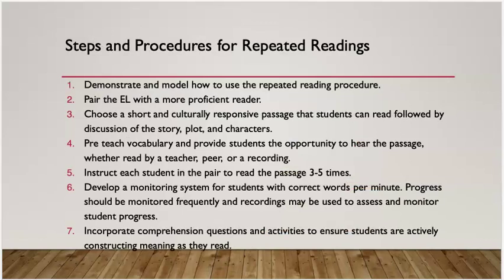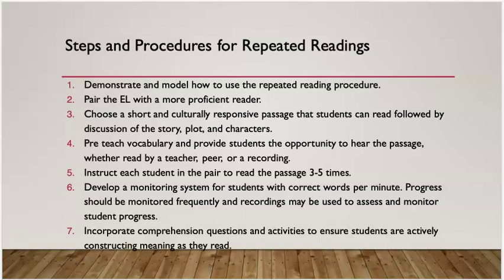Steps and procedures for repeated readings. Demonstrate and model how to use the repeated reading procedure. Pair the EL with a more proficient reader. Choose a short and culturally responsive passage that students can read, followed by discussion of the story, plot, and characters. Pre-teach vocabulary and provide students the opportunity to hear the passage, whether read by a teacher, peer, or a recording.